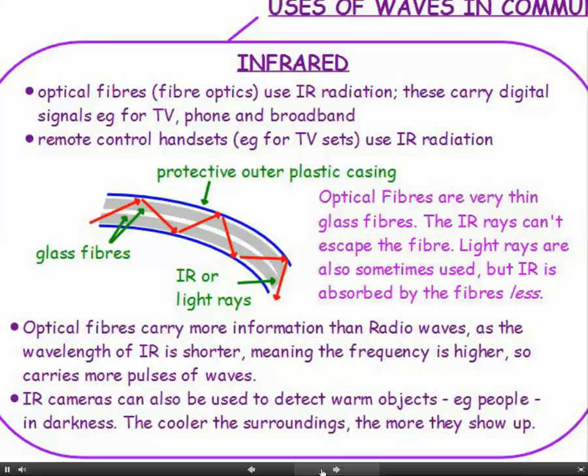Optical fibres carry more information than radio waves because the wavelength of infrared radiation is shorter than radio waves, which means the frequency is higher, so it carries more pulses of waves. Infrared cameras can also be used to detect warm objects, for example people or animals, in the darkness, and the cooler the surroundings, the more the warm objects show up.